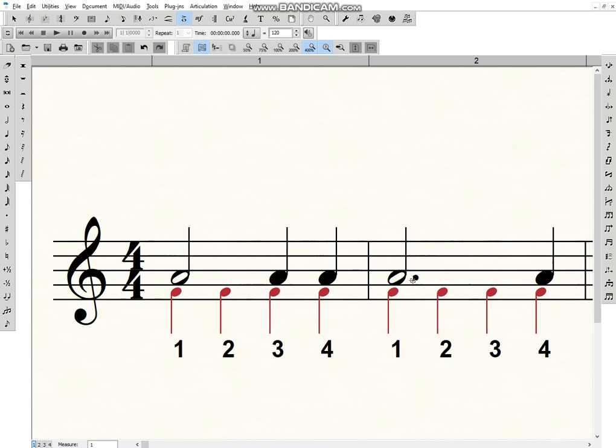When I add a dot to a half note, that increases the length by 50%. So it used to get 2 beats, now it gets 3 beats. Why? Because half of 2 is 1. So there's the extra beat. So a dotted half note is the length of 1, 2, 3 beats. So whatever comes after it is going to start on beat 4. This means that in a 4/4 measure, you can only put a dotted half note on beat 1 or beat 2. If you put it on beat 3, there's not enough room in the rest of the measure for it.